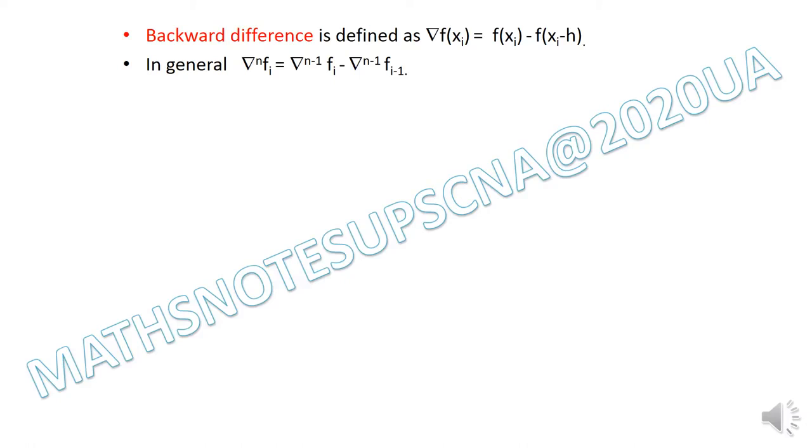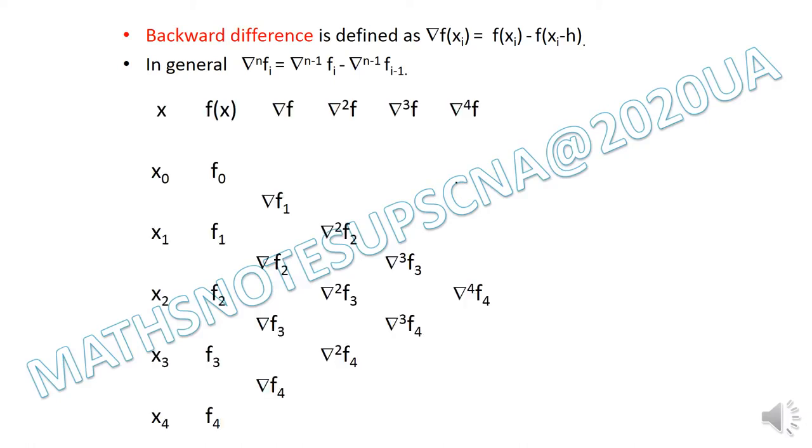We can write it in tabular form also. The first column shows the x values x0, x1, x2, x3, x4, and the second column shows f(x) values f0 to f4. We can write y also here, so y0, y1 up to y4. Now backward delta, that is the first backward difference, is in the third column. So del f1 is f1 minus f0. Del f2 is f2 minus f1. Del f3 is f3 minus f2. Del f4 is f4 minus f3.